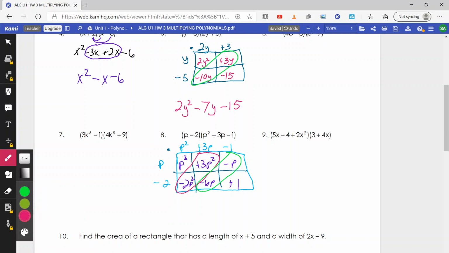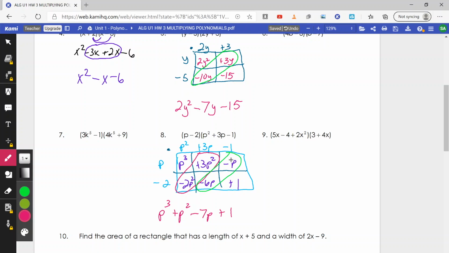So again, outside parentheses, they're standing alone. So p cubed will be first. I'll combine my p squareds. 3p squared minus 2p squared is a positive 1p squared. Negative p minus 6p is minus 7p. And then 1 being on the outside, plus 1. So that's using the box method for binomial times trinomial.